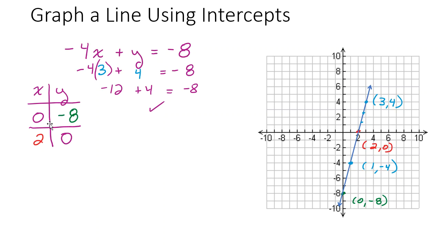Again, what's the benefit of the intercepts? You're using 0 for one of your variables, and that makes the arithmetic so much easier. It only takes 2 points to determine a line, and these 2 points are the easiest ones to find.